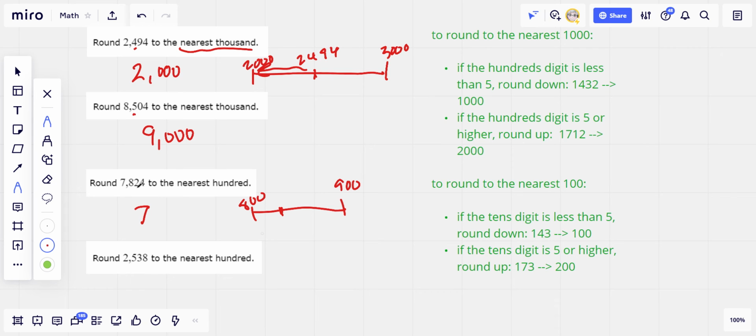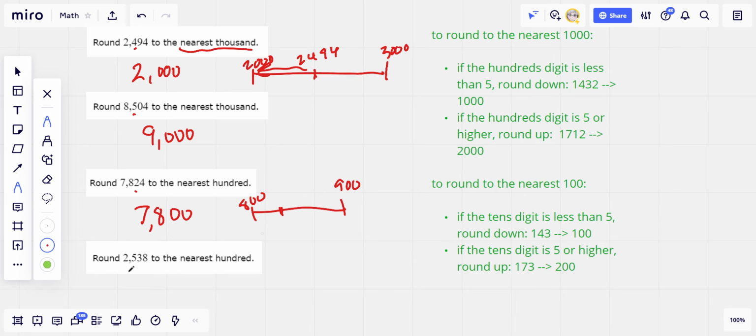And we know that because the 2 is in the tens digit, and when we're rounding to the nearest hundred, we look at the tens digit, that's less than 5. So we're going to round down to 800. So rounding 7,824 to the nearest hundred is 7,800.